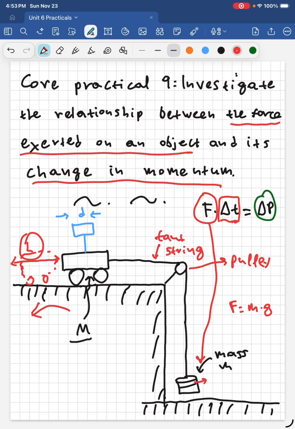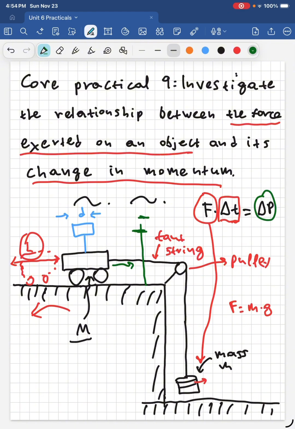A better way to know this delta t is to put a light gate, and you will see what I'm trying to say. This is a light gate that looks something like that. I cannot draw it perfectly, but you can put a light gate there in a way that it doesn't intervene with the trajectory of this trolley. The light gate can serve two purposes.